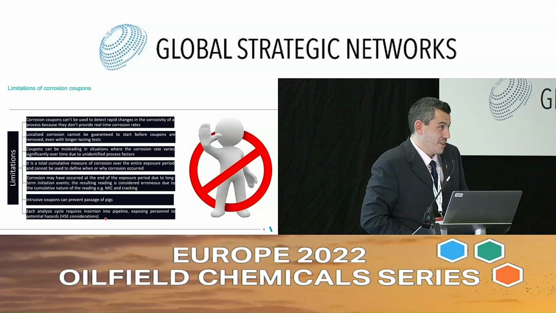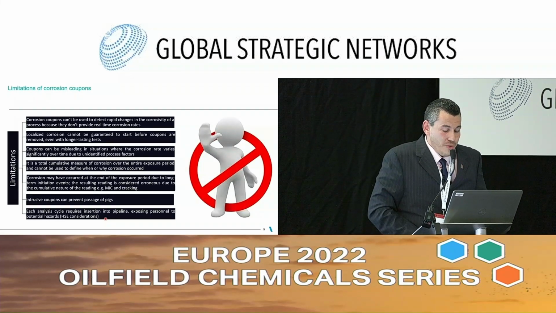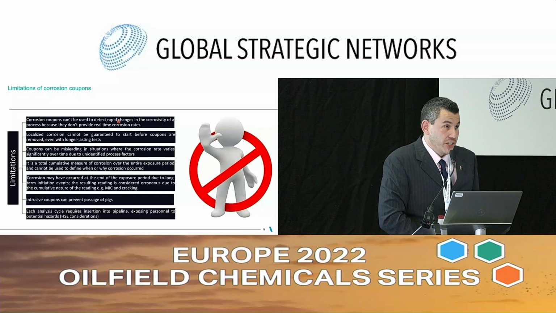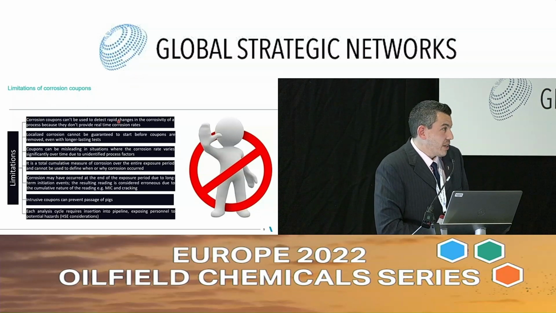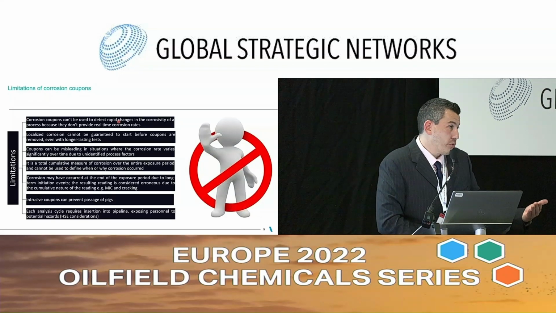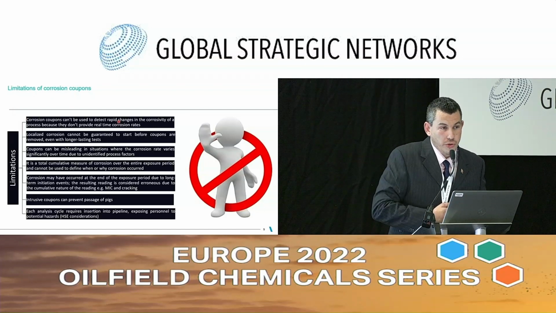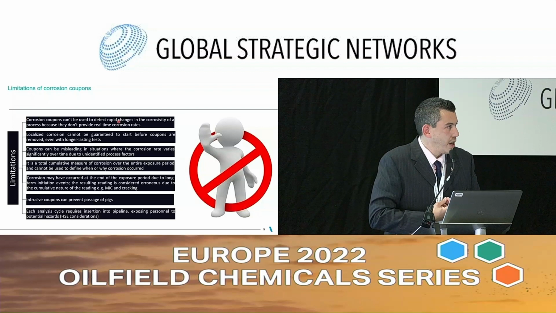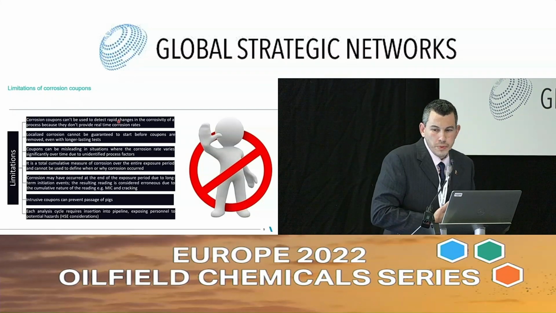But they are not perfect. That's why we need other techniques as well. What reasons are they not perfect? Well, they can't be used to detect rapid changes in the process. If you have an offset in your system, for example, in refineries, maybe one day you are receiving crude oil from one supplier and the day after from another supplier, with corrosion coupons you are not going to notice if there is an offset in the specifications. For that one, you need corrosion probes.